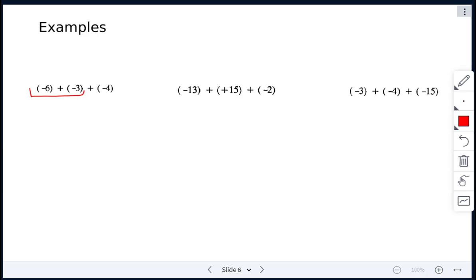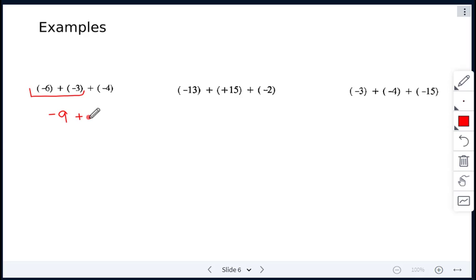So for these next examples, we have 3 digits. So we're just going to use order of operations here and do it step by step. First of all, I have negative 6 plus negative 3. The signs are the same, a negative and a negative, so I have to add but keep the same sign. 6 plus 3 is 9, but I have to use the sign to be negative. So I end up with negative 9 for negative 6 plus negative 3.